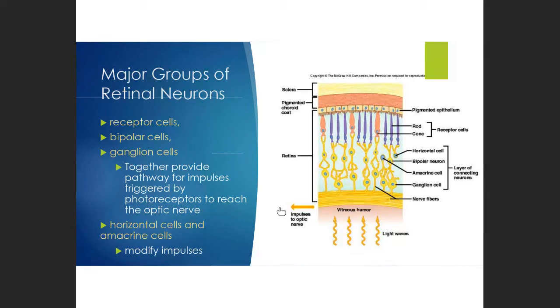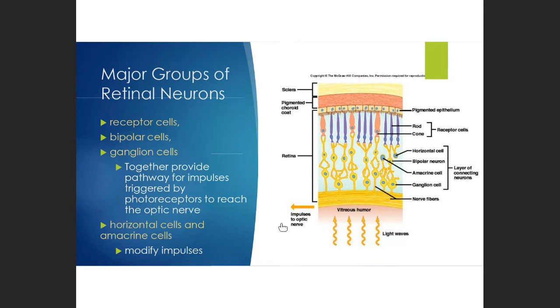So those are the areas that you should look at: sclera, choroid coat, pigmented epithelium, cones, rods, horizontal cells, amacrine cells, ganglion cells, and then nerve fibers. Okay, that's basically the retina right there.